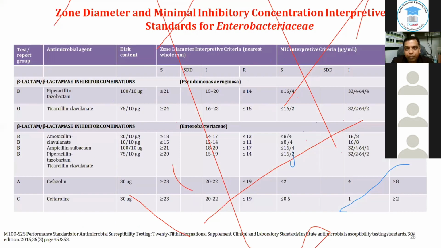So this is a picture of CLSI breakpoints. You can see the MIC breakpoints and the zone diameters are different, and they are given for a particular organism against each class of antibiotics. Say, for example, for cefazolin, for a particular organism, the MIC obtained by the methods we use is more than 16, and the breakpoint is 8. That means it is resistant. If the MIC is 1 and the breakpoint is 2, it is less than 2, so it is sensitive. So using these breakpoints, we interpret the MIC as sensitive, intermediate, or resistant.